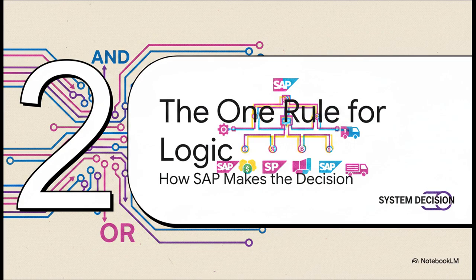You might be digging around for a little checkbox somewhere that says use and logic or use or logic, but you're probably not going to find one. Instead, the system makes its decision based on a single, really elegant principle that's used all over the place.